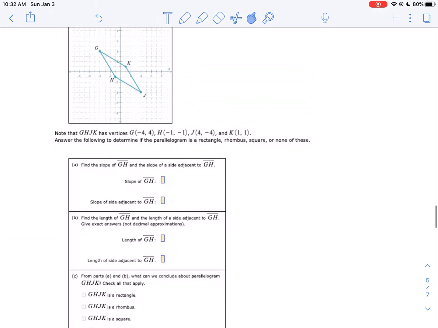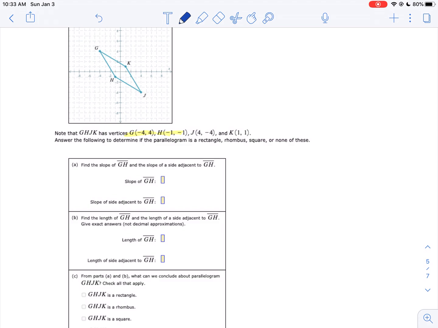Okay, we're going to kind of do the same thing, except they did throw a little kink at you. It's not opposite this time, it's adjacent. So we want the one next to. But we start here with the slope of GH. So let me highlight GH here so we know which ones we're working with.